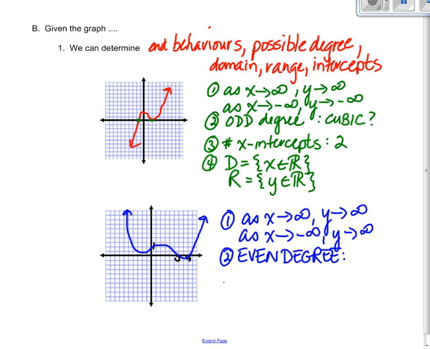There are two x-intercepts at 3 and at 4. But it does not appear to be a quadratic because it has more turning points. It turns around here, and around here. It looks much more possible that it would be a quartic.